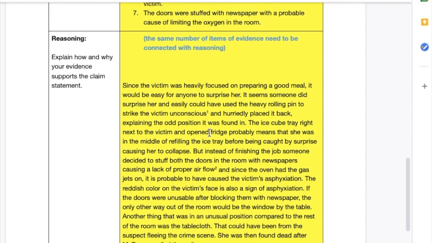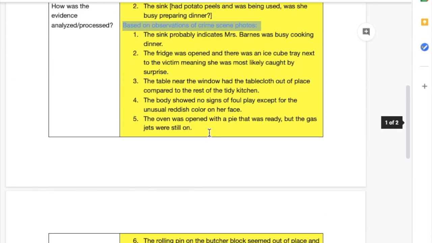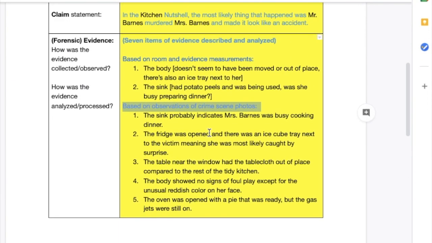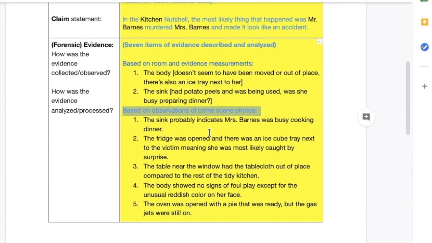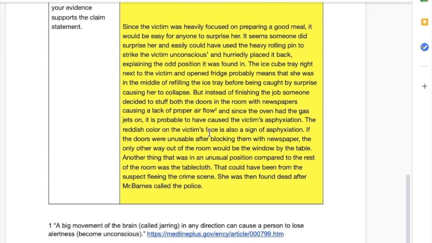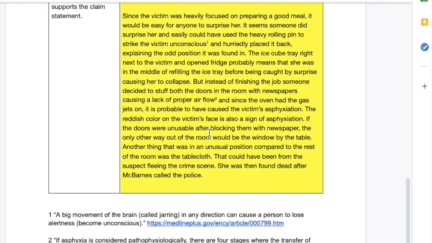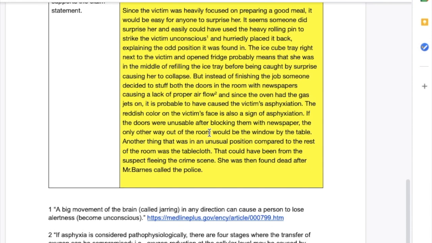So, here's the reasoning that supports the claim, my conclusion that in the kitchen nutshell, the most likely thing that happened was Mrs. Barnes was murdered, or Mr. Barnes murdered Mrs. Barnes, but made it look like an accident. Since the victim was heavily focused on preparing a good meal, it would be easy for anyone to surprise her. It seems someone did surprise her and easily could have used the heavy rolling pin to strike her unconscious.